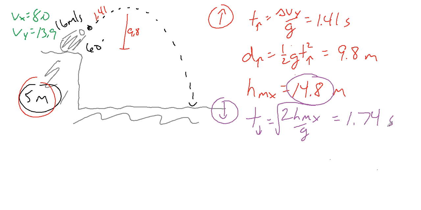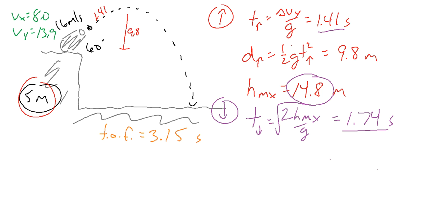So with that now, I do have my time up of 1.41. I do have my time down of 1.74. Just those two things alone, I know that my time of flight would be the combination of those two things put together, which would be around 3.15 seconds. That's my time of flight.